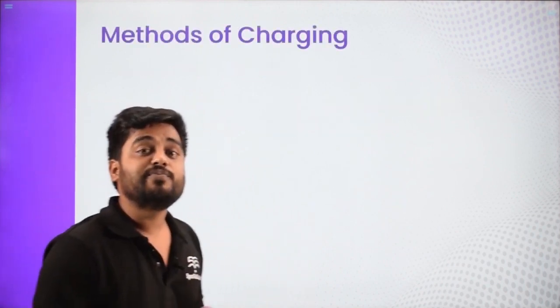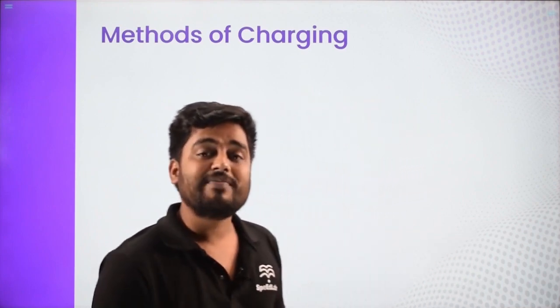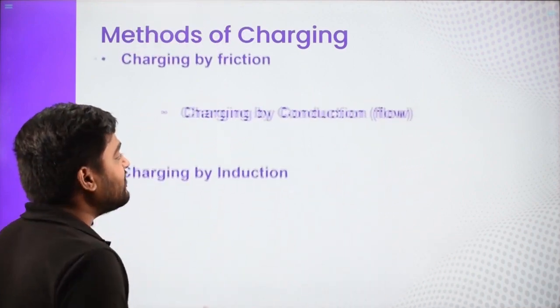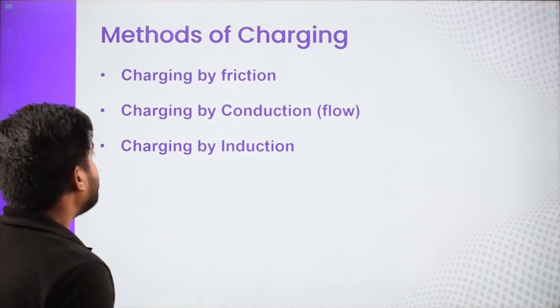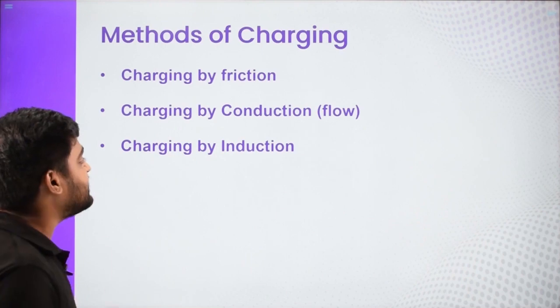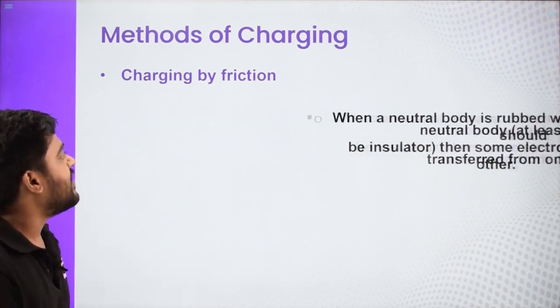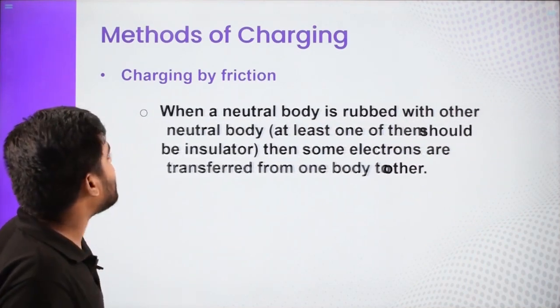Now, how can you make an object charged? So there are methods of charging. If we talk about how many types of methods of charging there are, there are three types of methods with which we can charge an object. First is charging by friction, second is by conduction, and third is by induction. Let us discuss them one by one. The first is charging by friction.